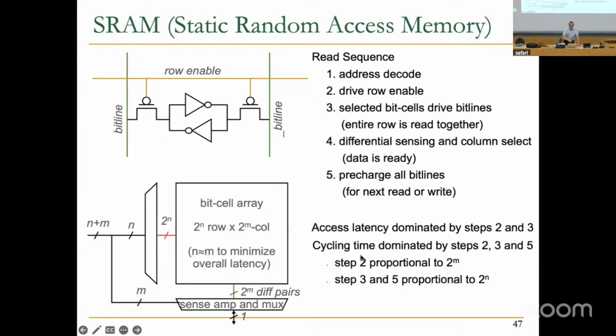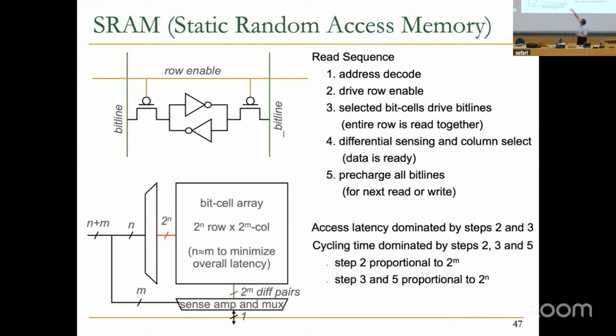Cycling time is basically how fast you can access the next row. It's really dominated by the interconnect latency as well as how fast you can pre-charge all the bit lines, meaning prepare the array for the next access. So these are all important latencies. But SRAM doesn't have the refresh problem.